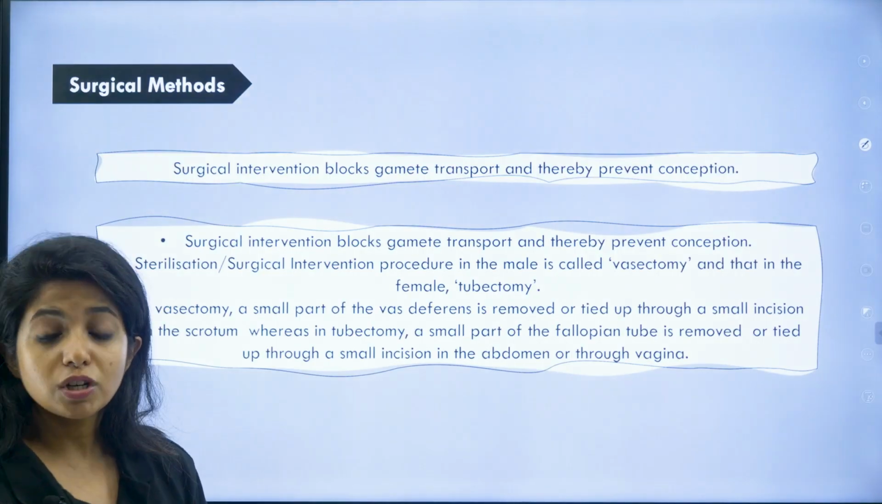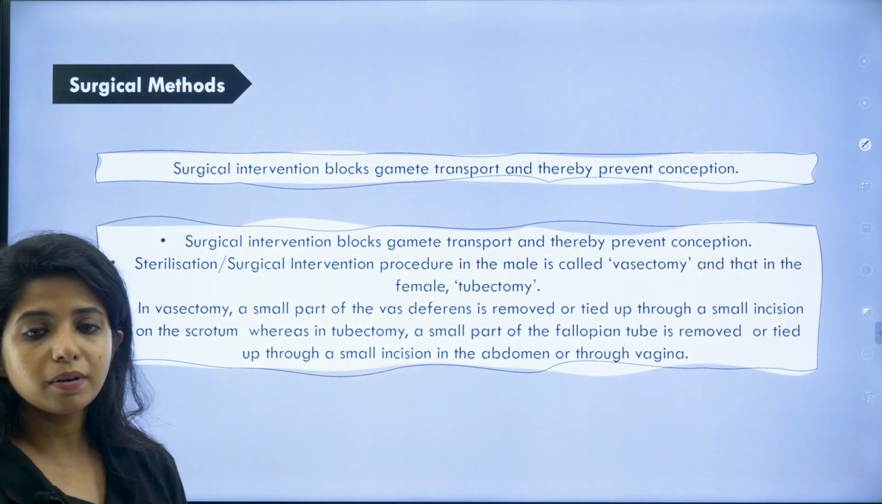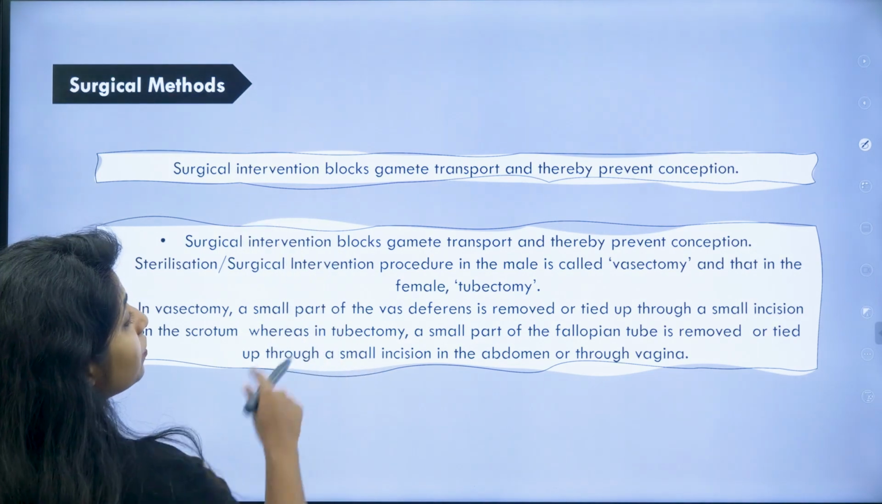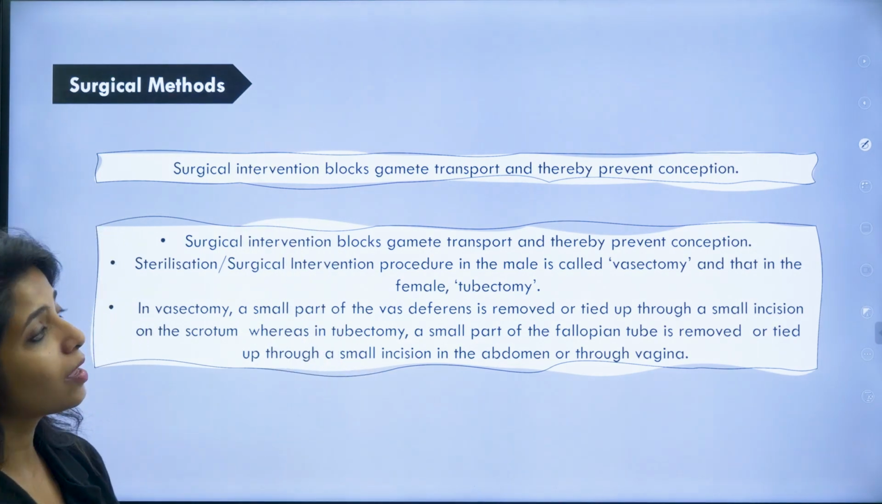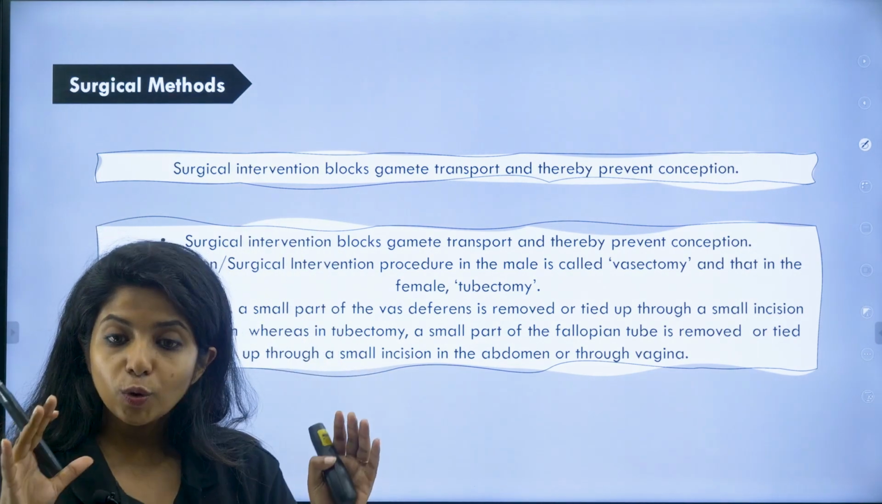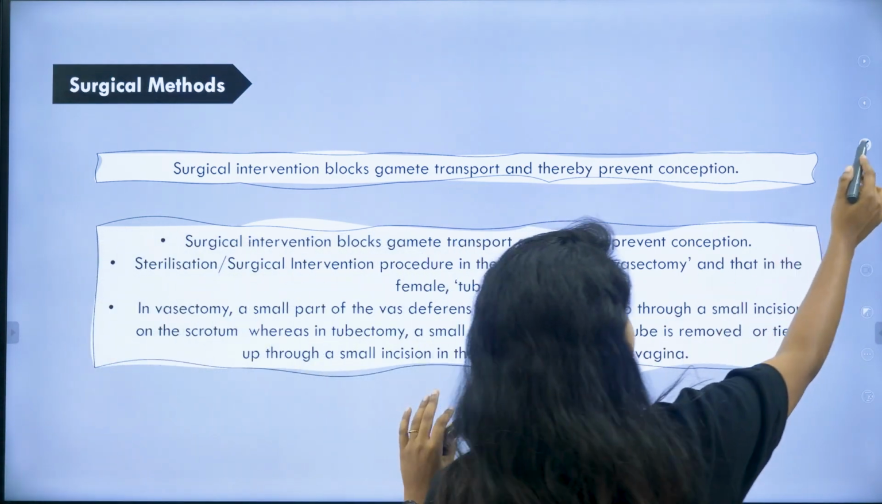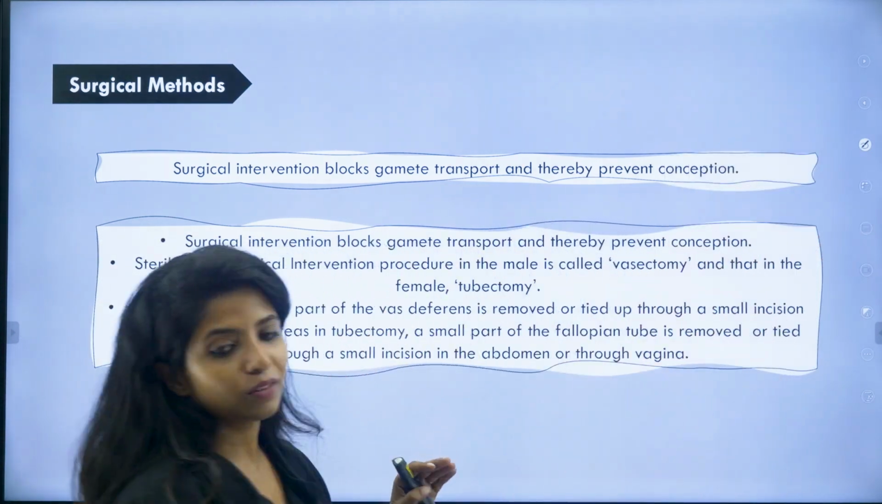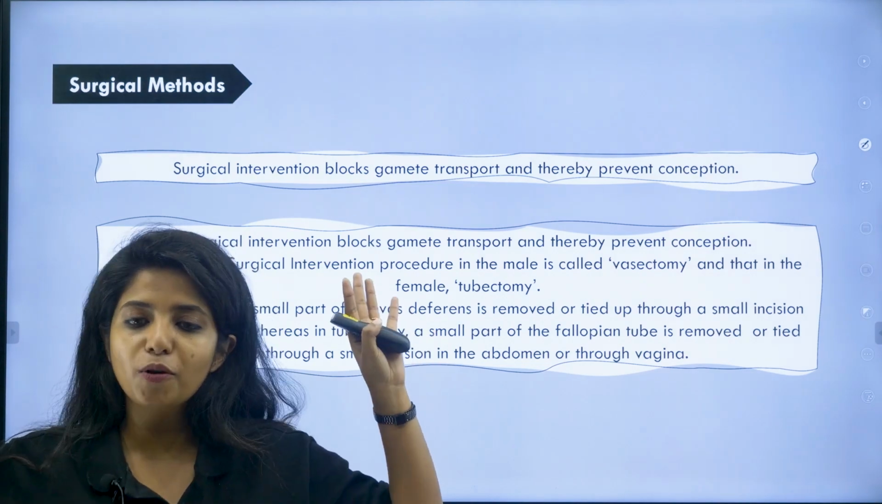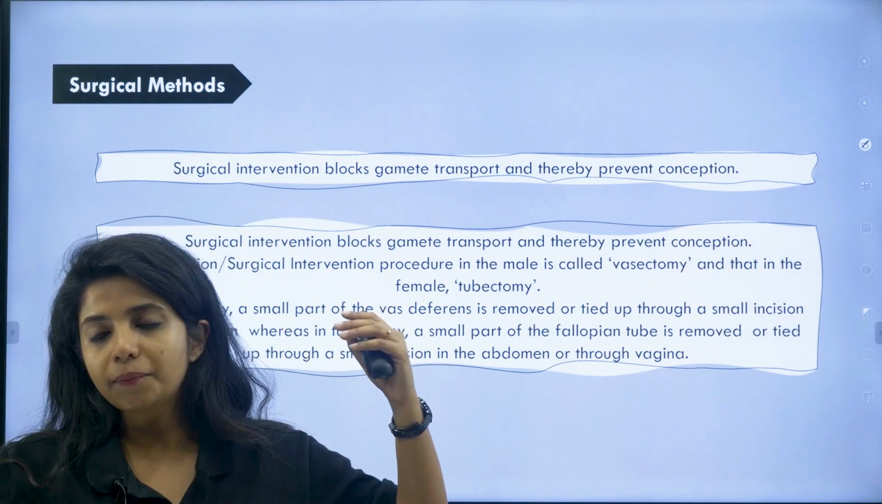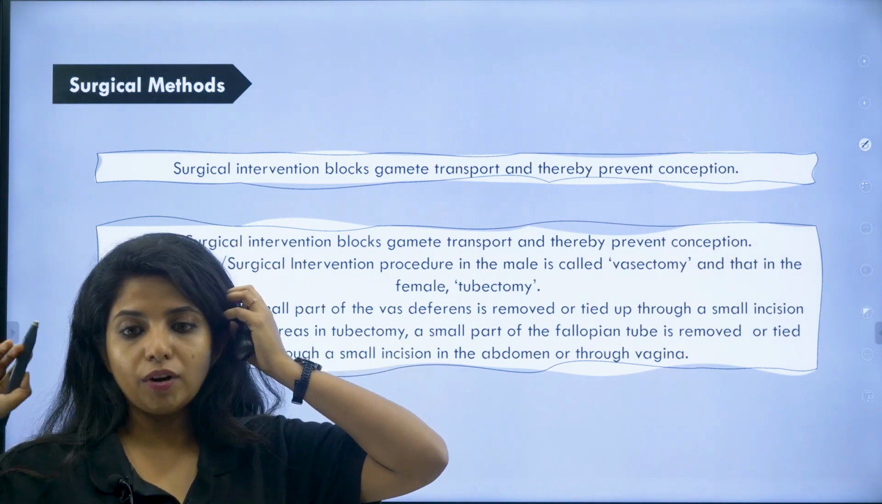Okay, now surgical methods are also there. What do you mean by surgical methods? Surgical intervention blocks gamete transport and thereby conception. So over here you're blocking the road only. You're not waiting for copulation to happen. Copulation can happen, anything can happen, no problem. Let me block the road for the gametes to be transported.